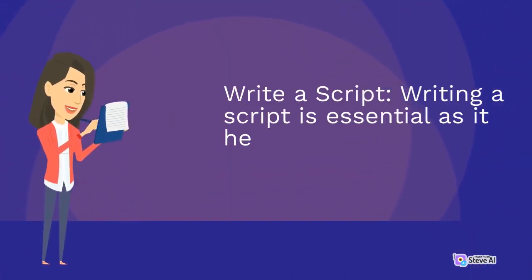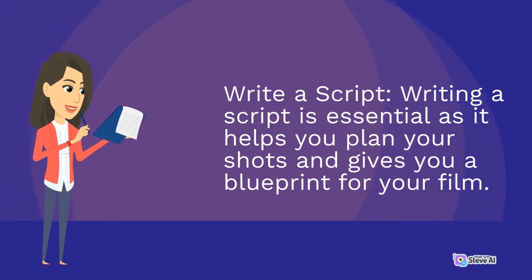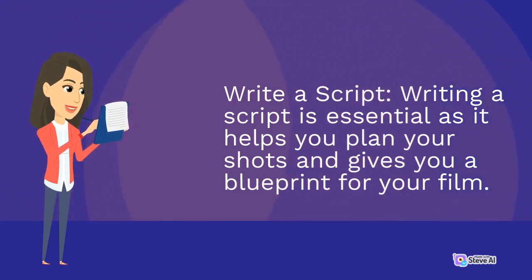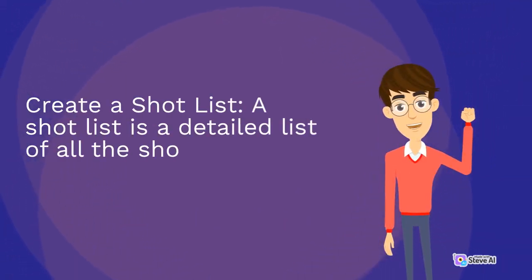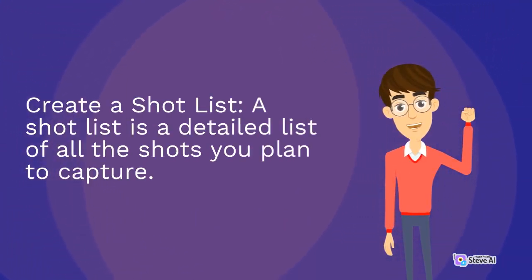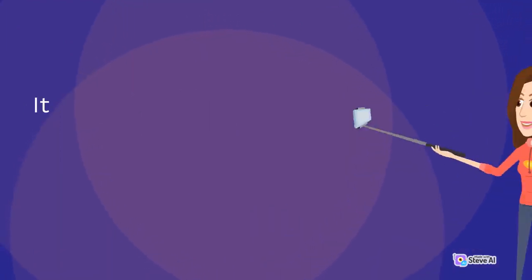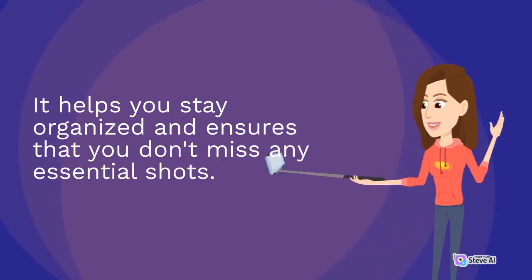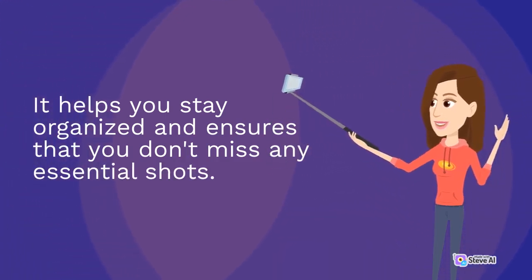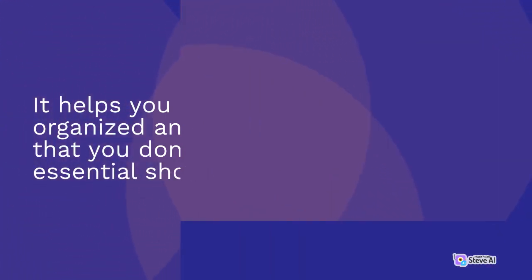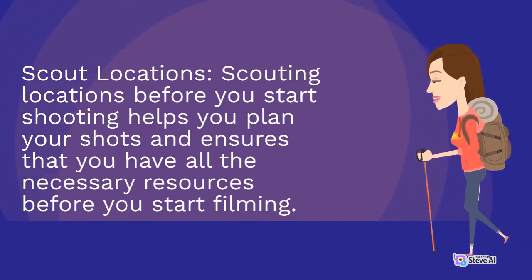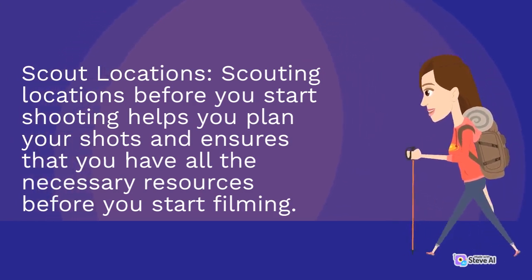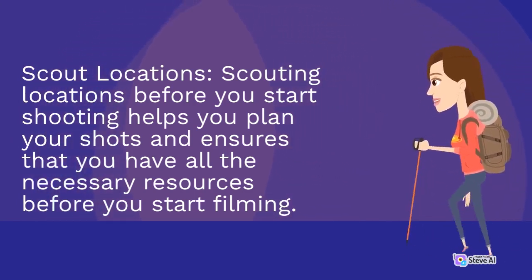Write a script. Writing a script is essential as it helps you plan your shots and gives you a blueprint for your film. Create a shot list. A shot list is a detailed list of all the shots you plan to capture. It helps you stay organized and ensures that you don't miss any essential shots. Scout locations. Scouting locations before you start shooting helps you plan your shots and ensures that you have all the necessary resources before you start filming.